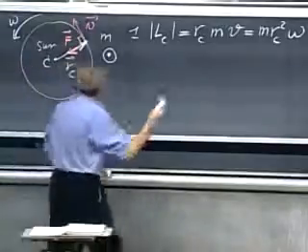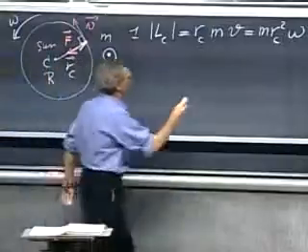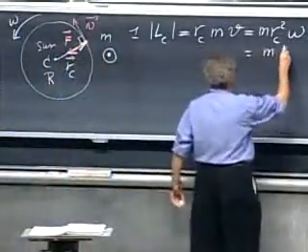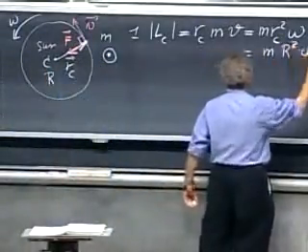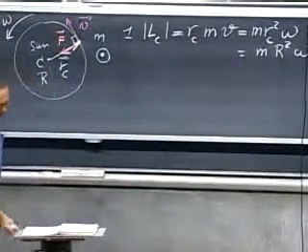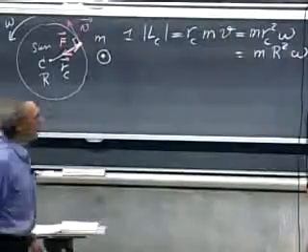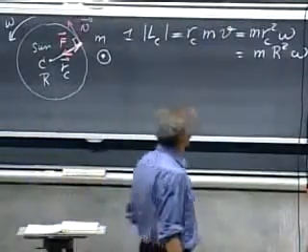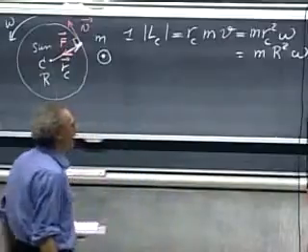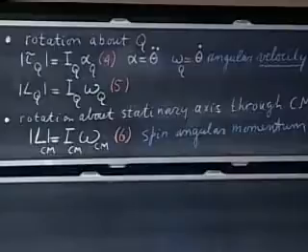And this R, if this is the radius of the circle, then this obviously becomes m r squared omega. You could have chosen equation 5, and you would immediately have said, aha, I have a rotation about point Q, which in this case is C, and so the magnitude of L of C equals the moment of inertia about point C times omega.